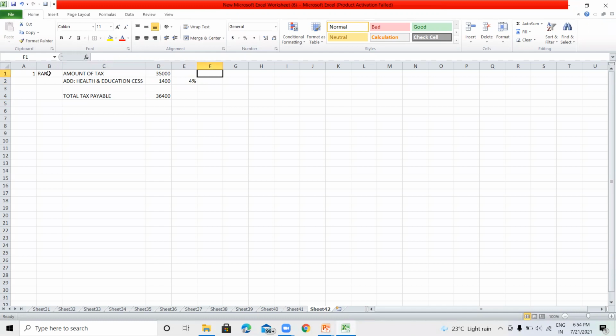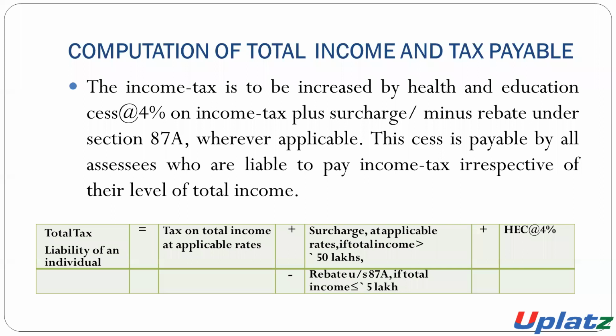If the income tax is 0, then there is no need to pay health and education cess, because the cess is calculated on the amount of tax. When the tax is 0, there will not be health and education cess. So the cess is payable by each and every assessee who is liable to make the payment of income tax, irrespective of their total income.